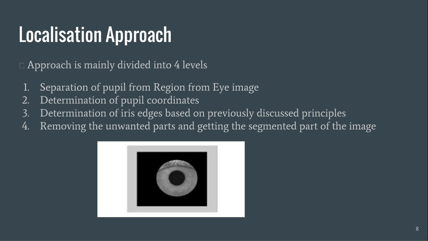So basically localization, which is also referred to as segmentation, is divided into 4 levels. First is separation of the pupil region from the eye image. Second, determination of pupil coordinates. Third is determination of iris edges based on previously discussed principles. And the last one is removing the unwanted parts like eyelids and eyelashes, and getting the segmented part of the image. The image that is segmented you can see here.